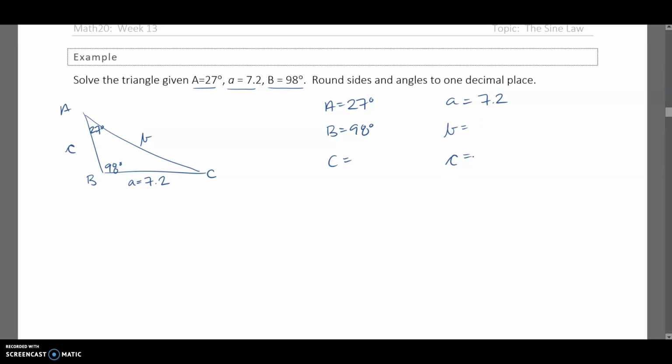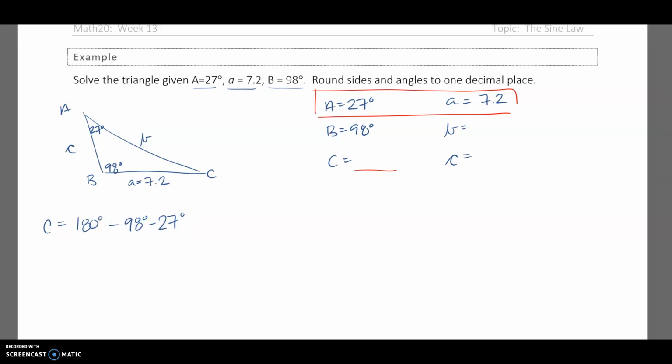So as I'm deciding how to solve this problem, I look and see I know an angle and its opposite side, so I know I can use the sine law. The easiest thing to do first is to calculate angle C, so I'll do that first. Angle C will be 180 degrees minus 98 degrees minus 27 degrees. So C is 55 degrees.